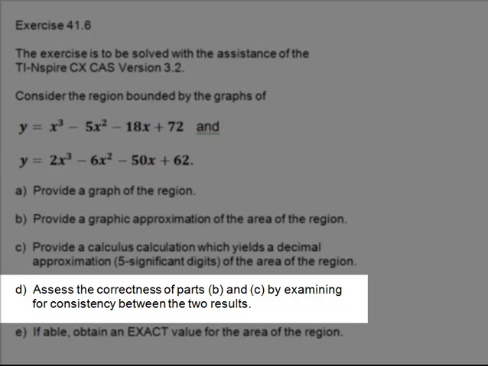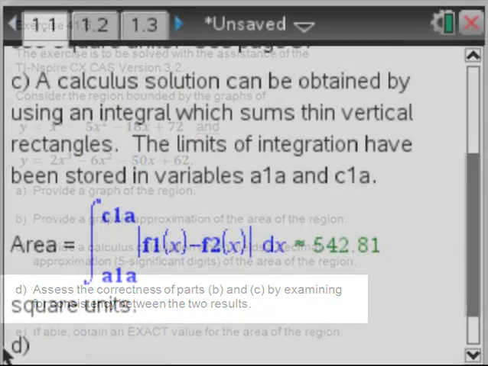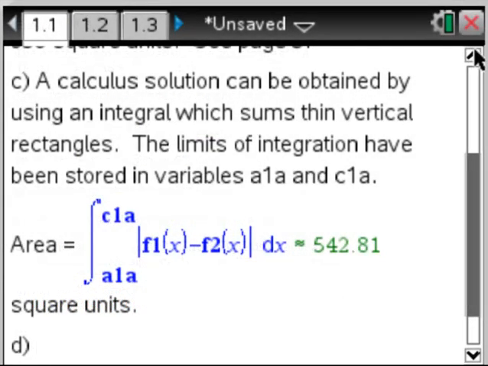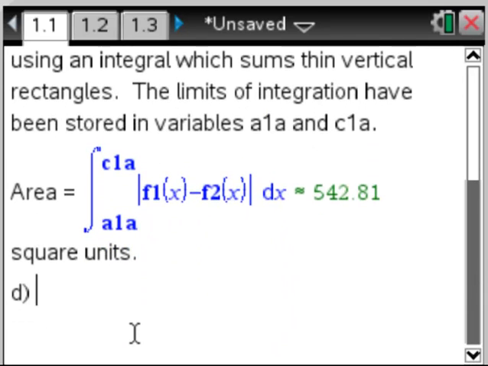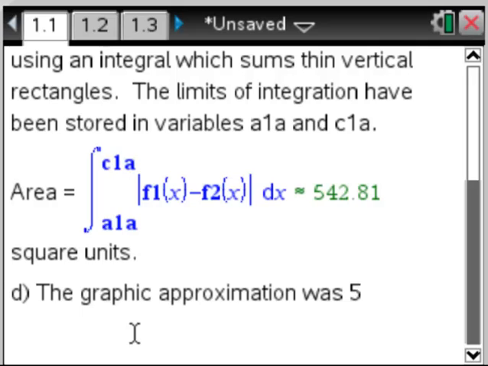Part D. Assess the correctness of parts B and C by examining for consistency between the two results. Let's look back at what that graphic approximation was. 536 square units. Okay, let's note that again here. I'll just use the number for this comparison here. And the calculus calculation, okay, was about 543. This is really good news.